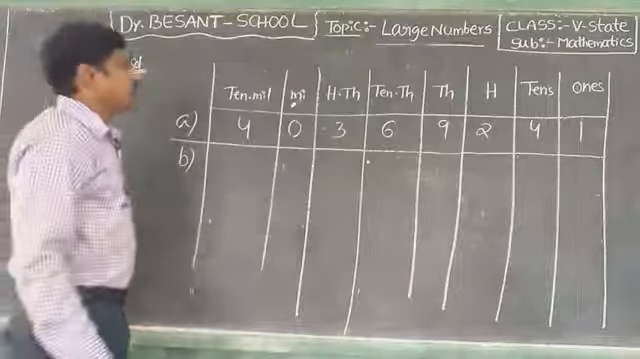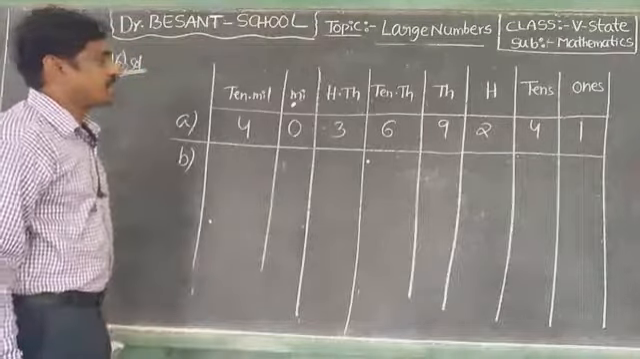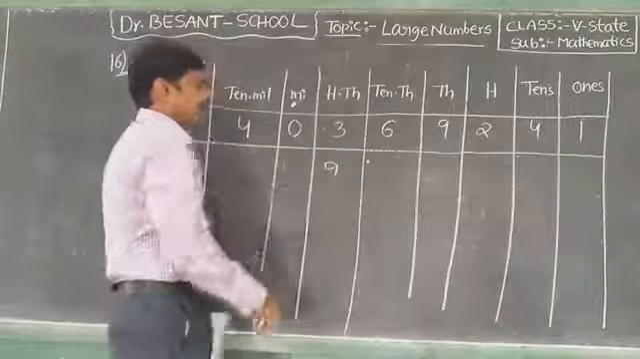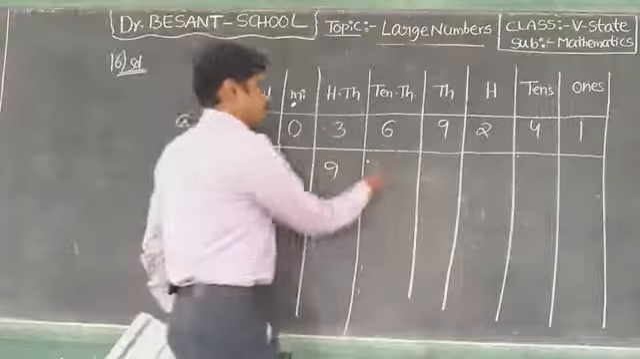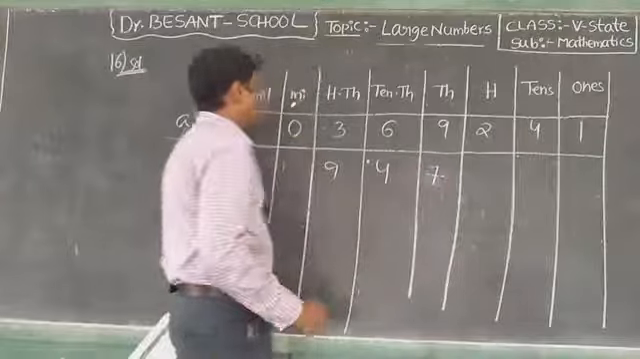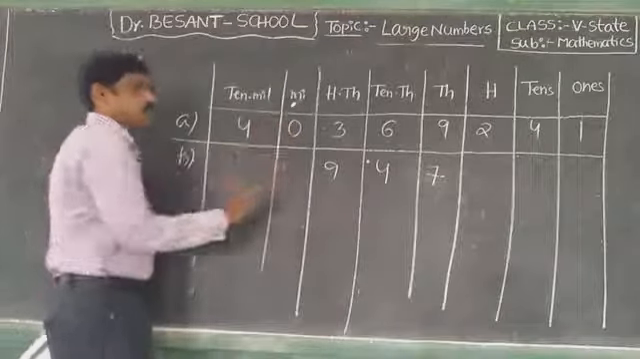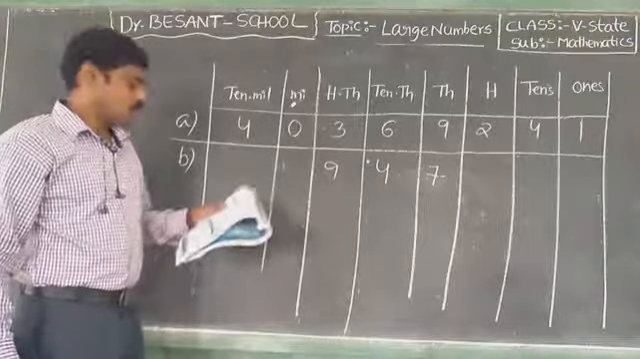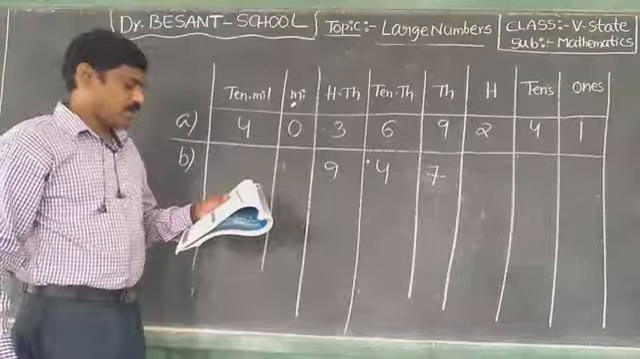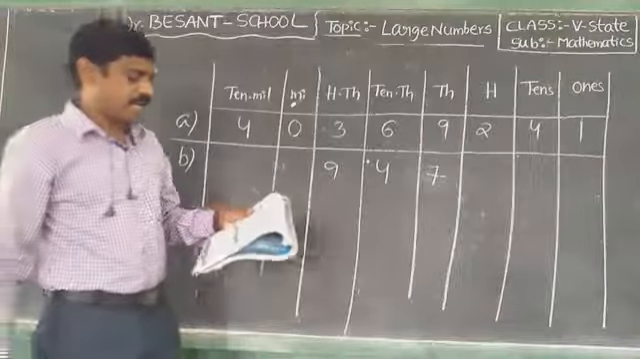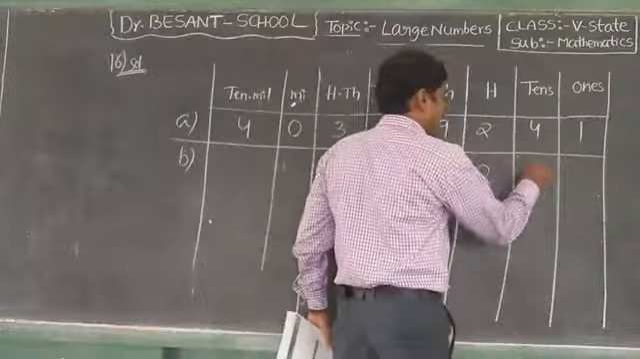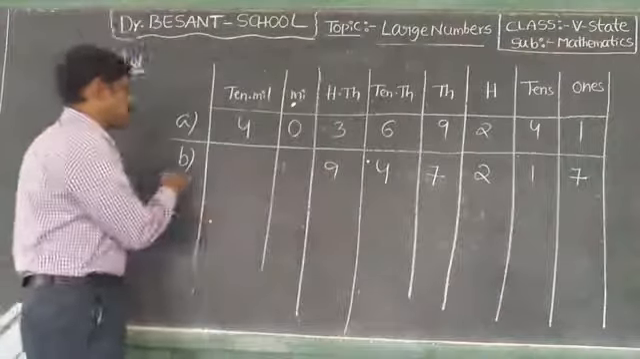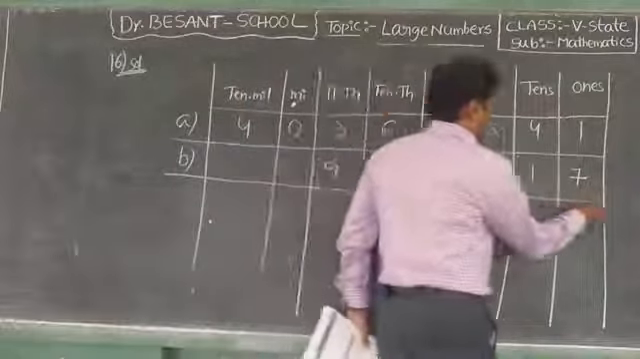Next to B, 947,000. So 947,000 means where is the thousands period? Here it starts. 947,000. So in the 10 millions place and millions place we should not write anything. Then 217. Okay, so this is the B solution.